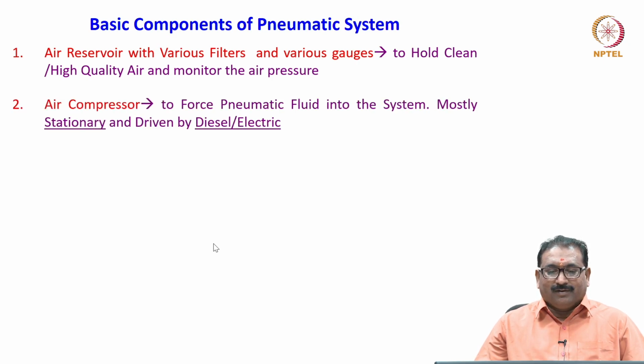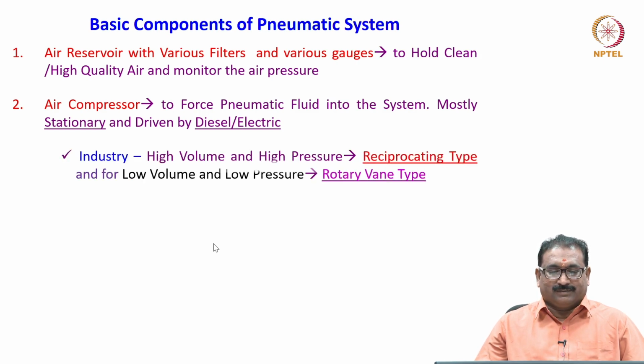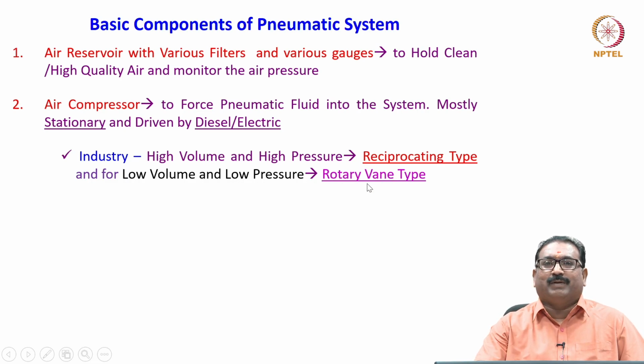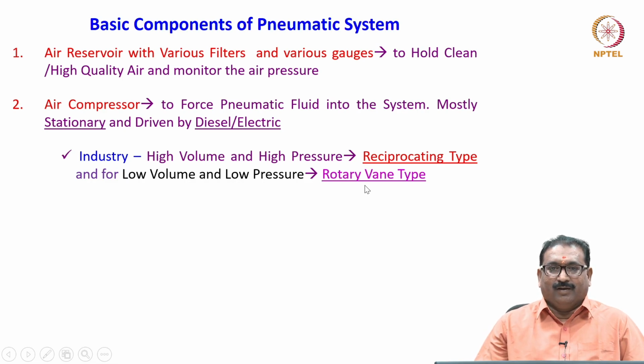The air compressor forces the pneumatic fluid, here the air or any gas, into the system. It is mostly stationary and driven by direct diesel or electric motors. In industry, high volume and high pressure are the main requirement. In such cases, we use reciprocating type compressors. If we require low volume and low pressure air, rotary vane type compressors will be sufficient. We will discuss these things in the next classes.